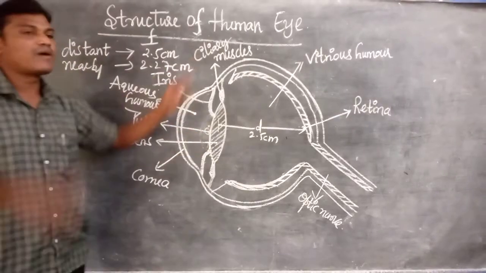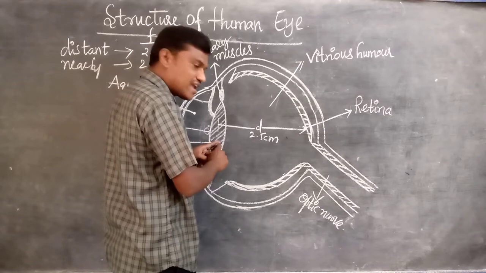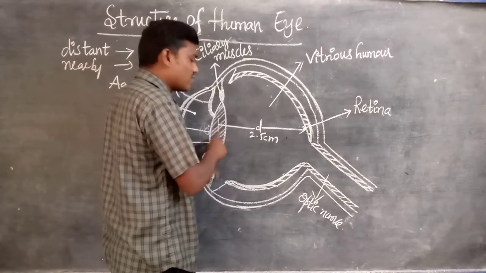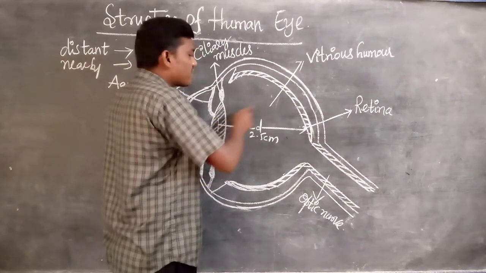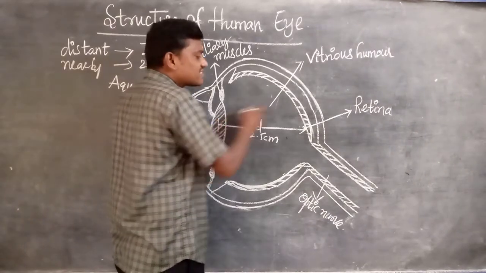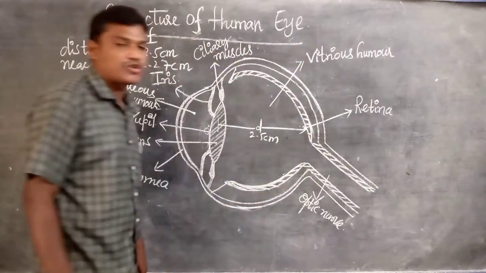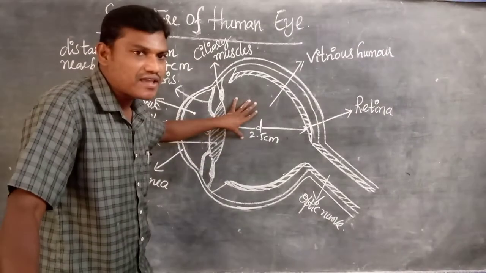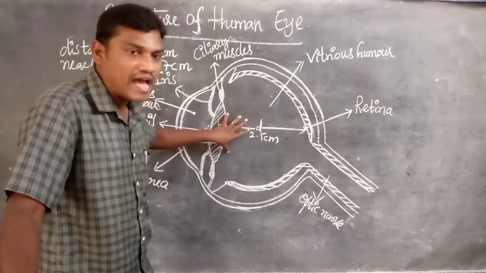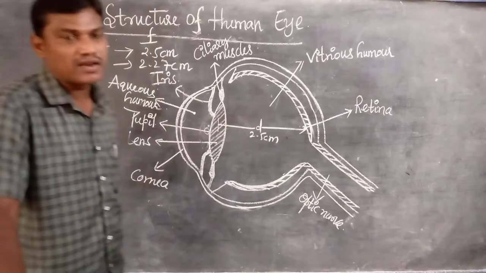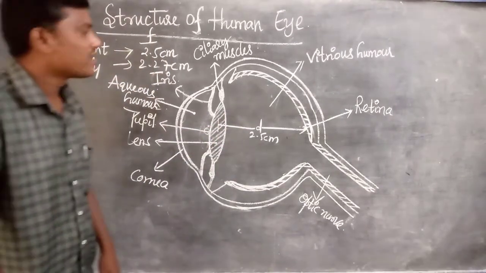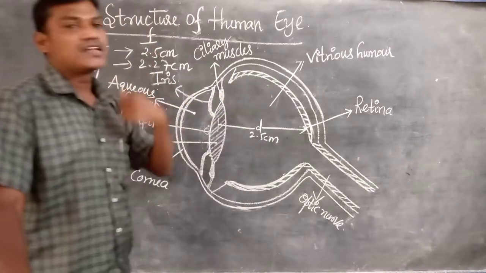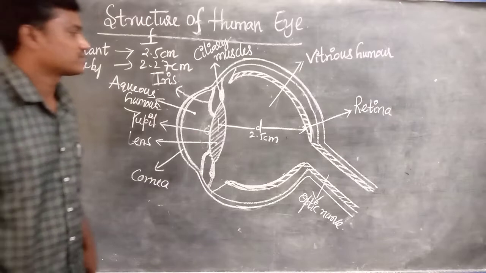Then finally, the rays fall onto our eye lens. Which type of lens is our eye lens? A converging lens. Then between our eye lens and the retina, there is vitreous humor. It is also a type of liquid. It keeps the eye wet without drying, and when you are crying, the tears come outside with the help of this liquid.